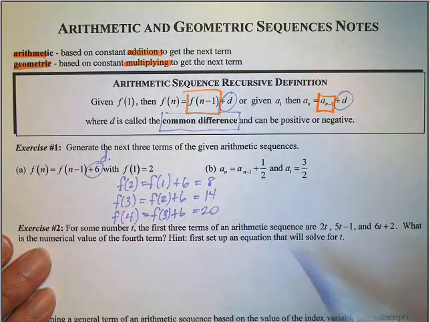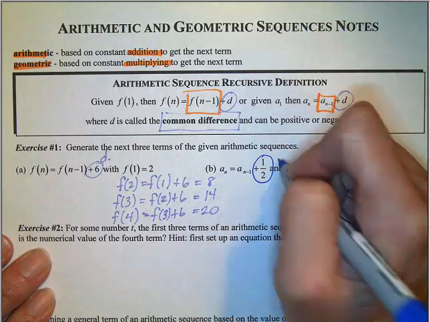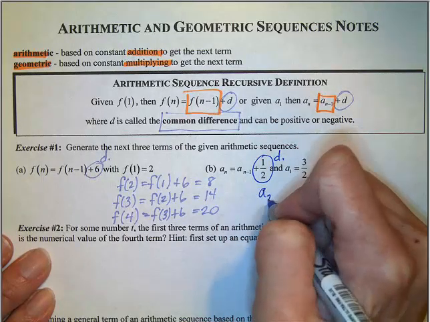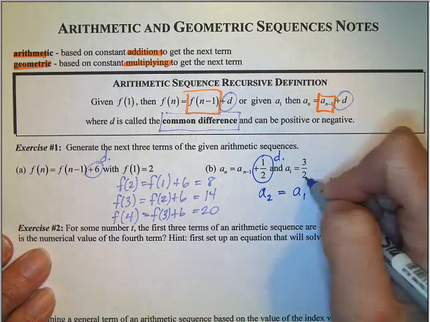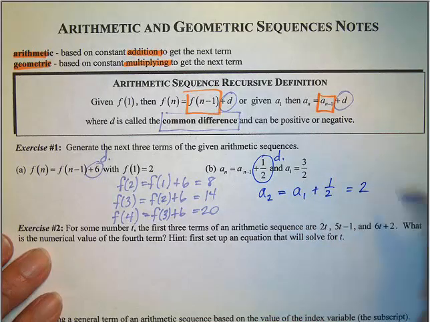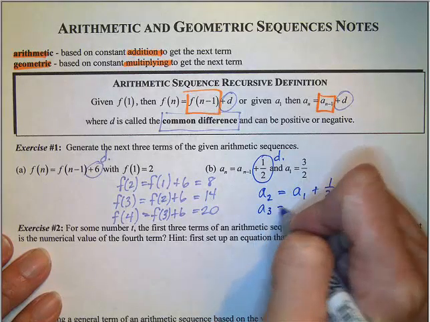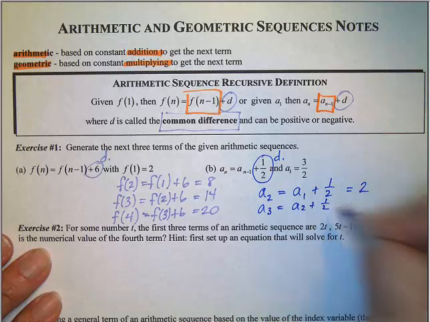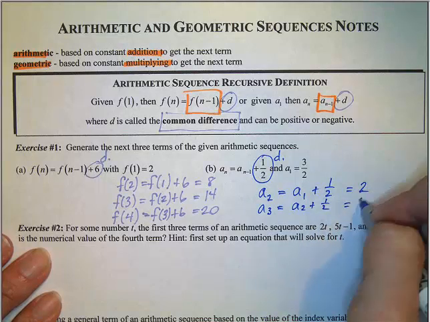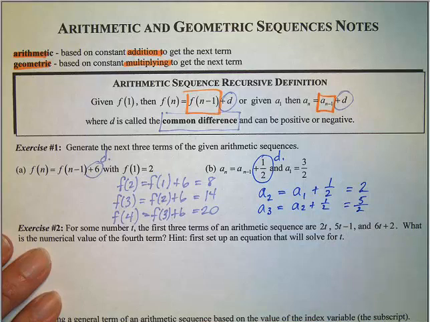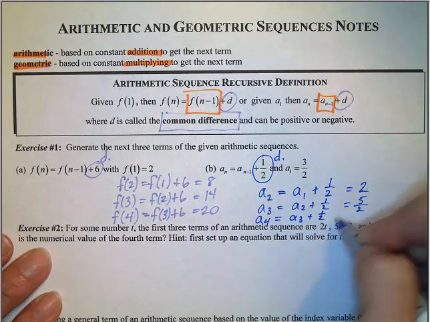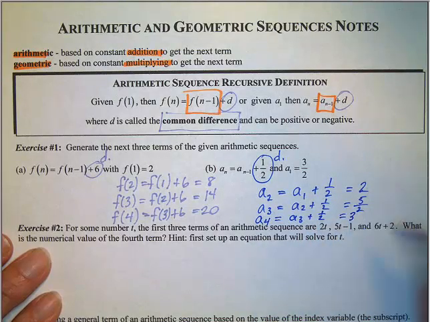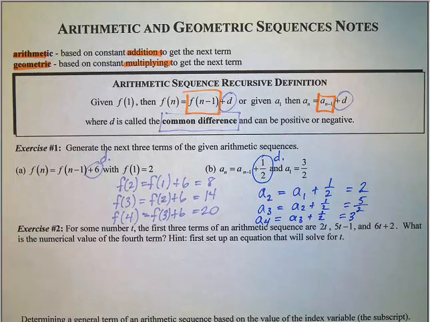This one, your common difference is 1/2. So your second term equals your first term plus 1/2. So 3/2 plus 1/2 is 4/2, which is known as 2. Your third term is your second term plus 1/2. Well, 2 plus 1/2 is 2.5, or 5/2. And your fourth term is your third term plus 1/2. So 5/2 plus 1/2 is 6/2, or 3. You may have to use a calculator to add those, and that would be okay.